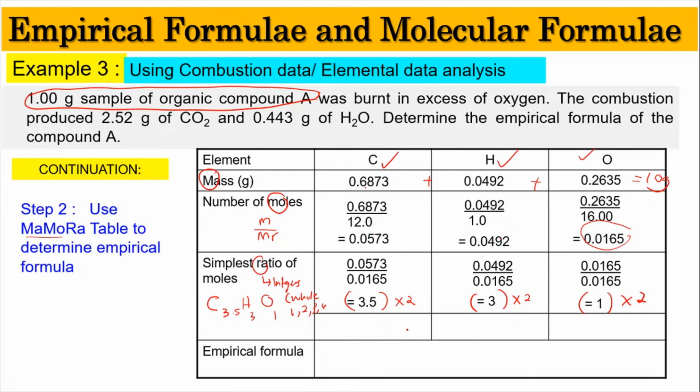So, 3.5 times 2, you're going to get 7. Hydrogen here, we're going to get 3 times 2, which is 6, and 1 times 2 equal to 2 oxygen. So at last, the empirical formula that we are getting is C7H6O2, and this is the correct one, which is C7H6O2.